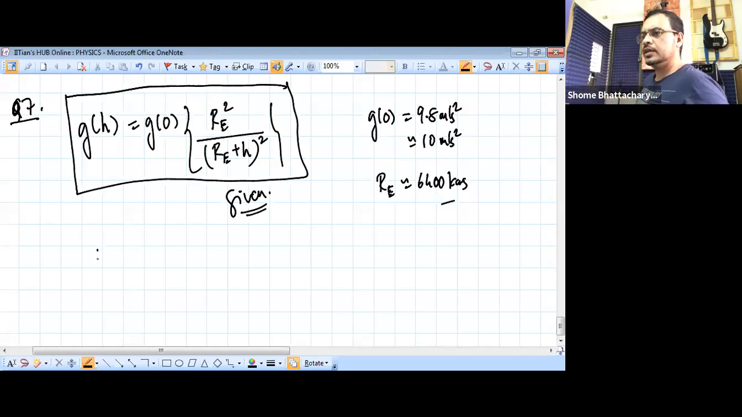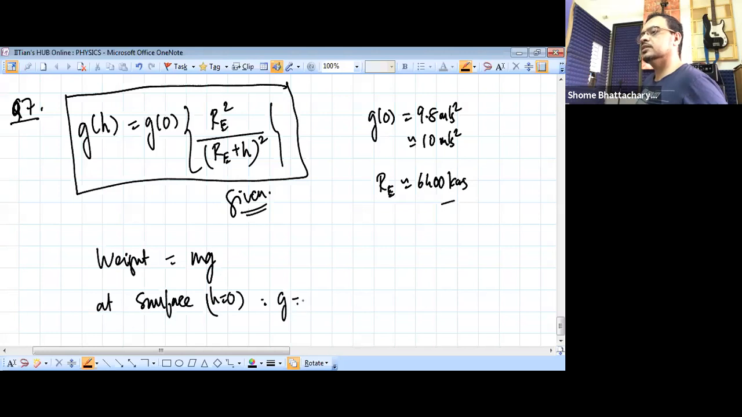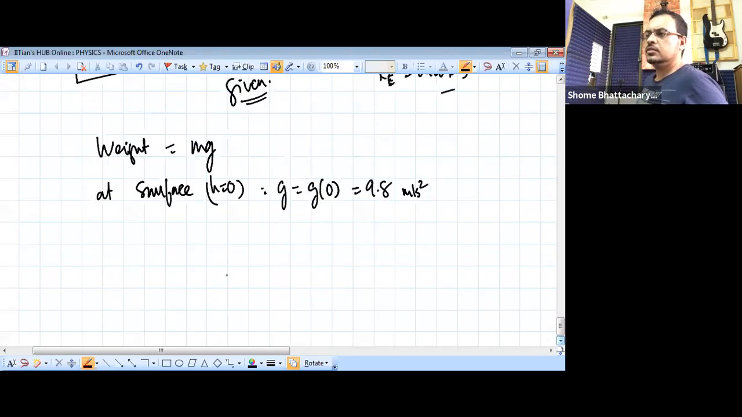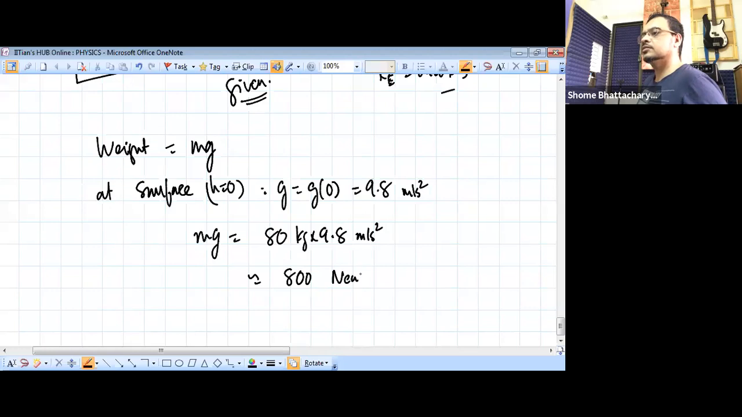So what is weight? Weight is equal to mg. At the Earth's surface, h is equal to 0, so we'll take g at h equal to 0, which is the acceleration due to gravity on the surface of the Earth, in meters per second square. So the weight of the person, mg, will become mass, which is 80 kilograms, into 9.8 meters per second square. So it will become very nearly 800 newtons.